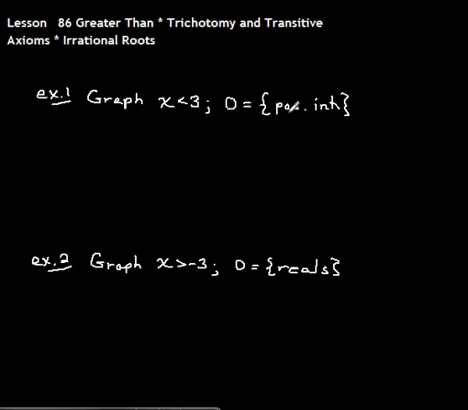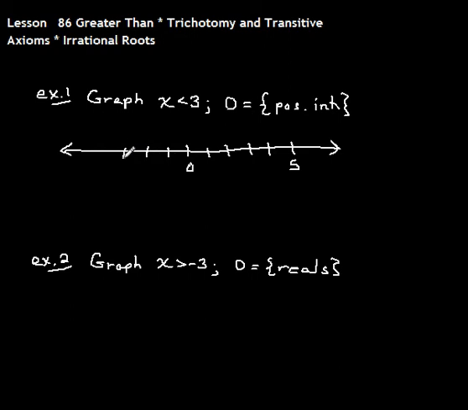The domain is positive integers. So positive integers would start with 1 and 2, 3, 4, etc. So here we go. So you just make your little graph, and we put a few numbers on there, 1, 2, 3, 4, 5, and -1, -2, -3, -4, -5. So we want all the values of x that are less than 3, not equal to 3.